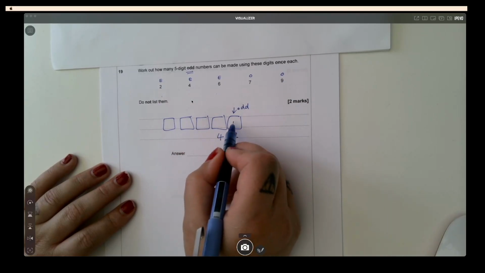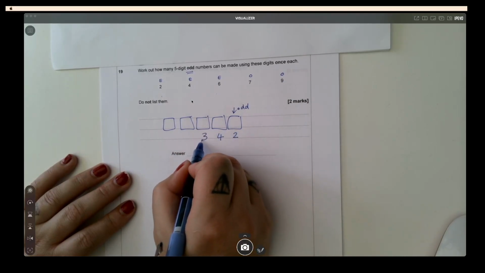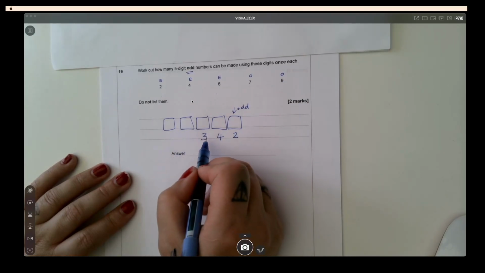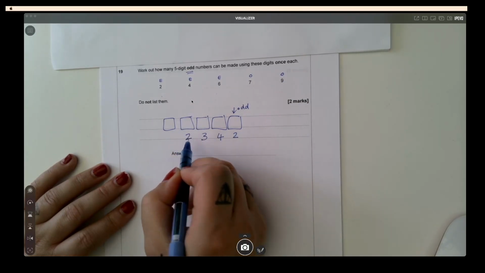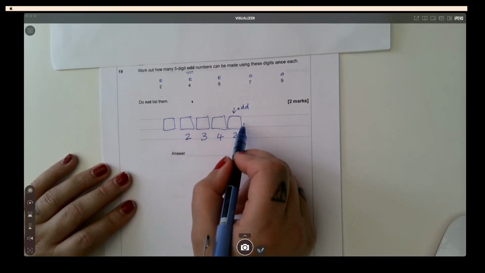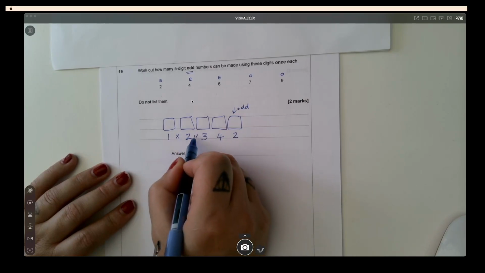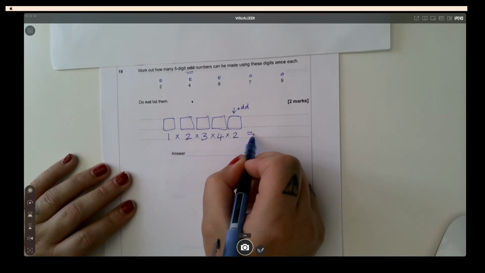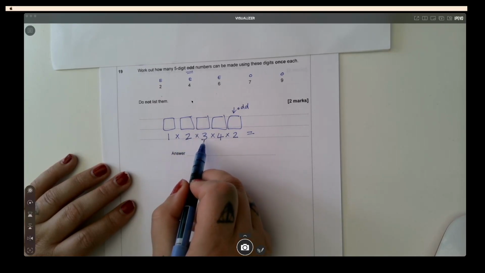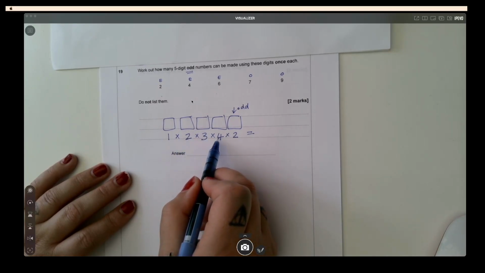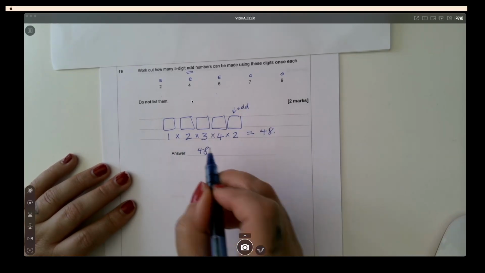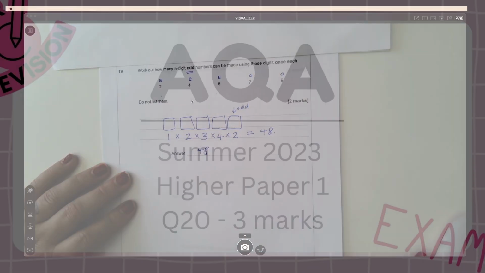When we go to this one, we've used 2 numbers. So there's only 3 remaining. When we've come to this one, doesn't matter if it's odd or even. We've used 3 numbers. So there's 2 remaining. And then when we get to this final digit, we'll have used 4 of the numbers. So there's 1 remaining. So we need to multiply those numbers together. So 1 times 2 is 2, times 3 is 6, times 4 is 24, times 2 is 48. So there are 48 possible options.